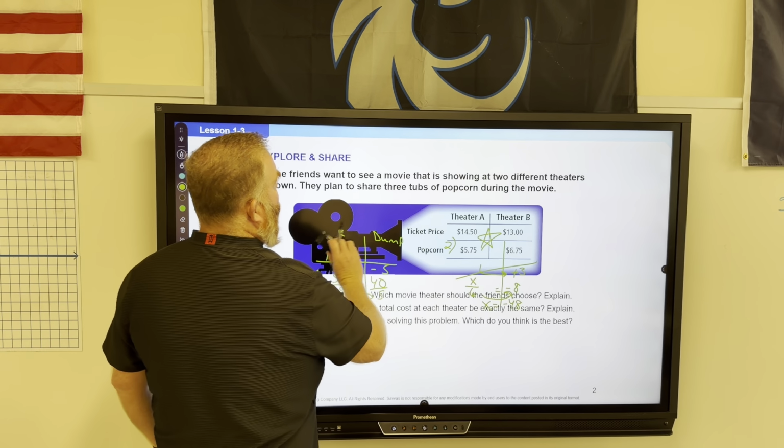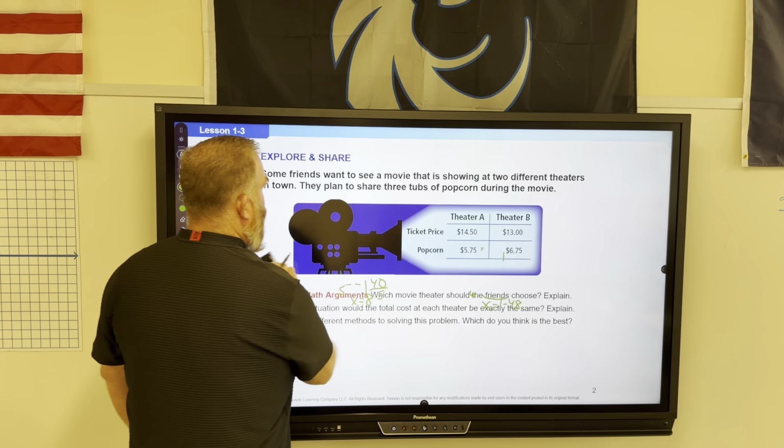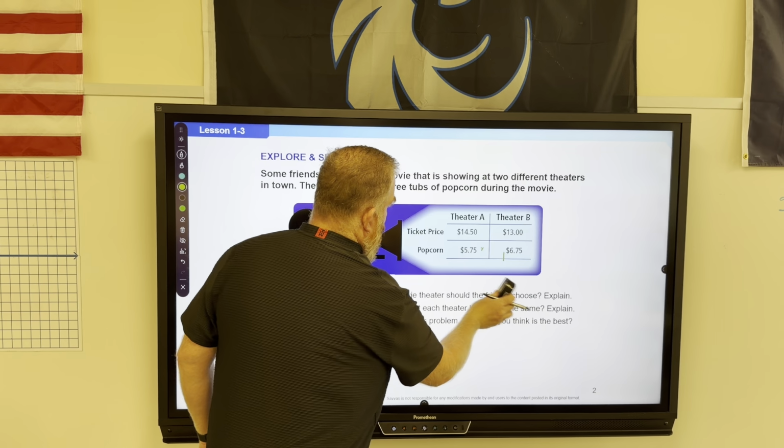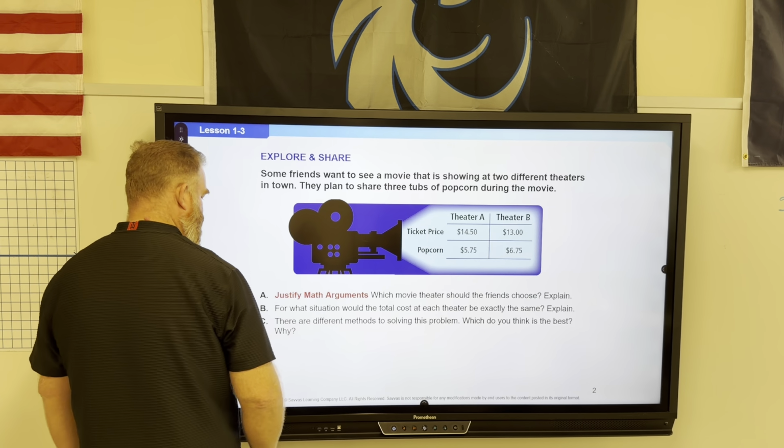Some friends want to go see a movie that is showing at 2 different movie theaters in town. They plan to share 3 tubs of popcorn. Okay, which first of all, yuck.